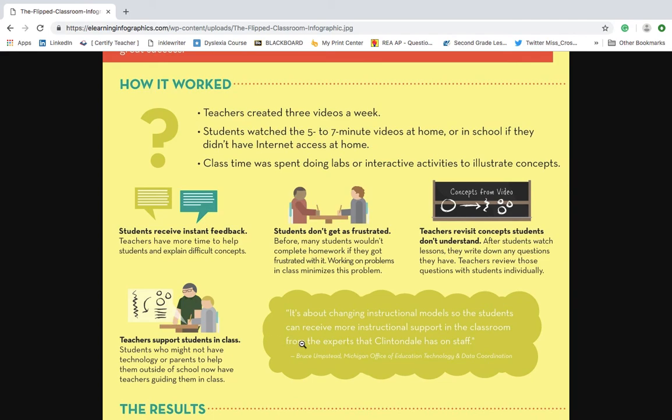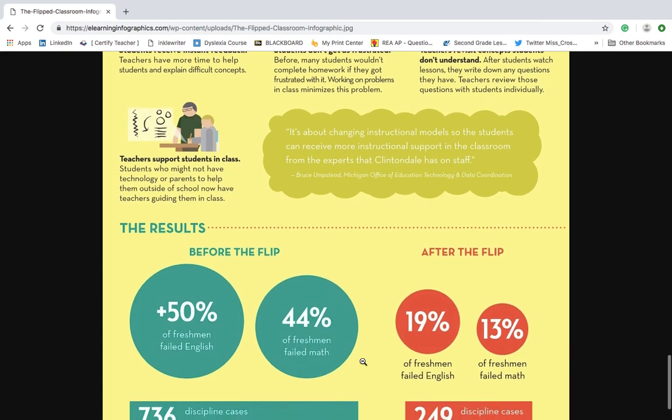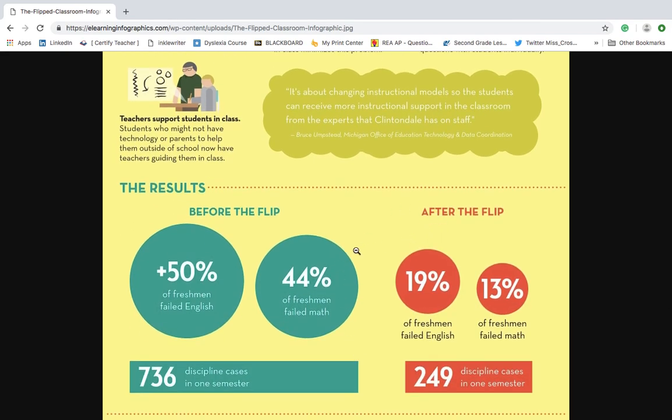I really love this quote. Just really take that in and analyze it. It's about changing instructional models so that students can receive more instructional support in the classroom. And that came from some great staff. As you can see, it was in Michigan, but I feel like that's very true in the state that we live in here. Now for the best part that I saved for last, and they did too.